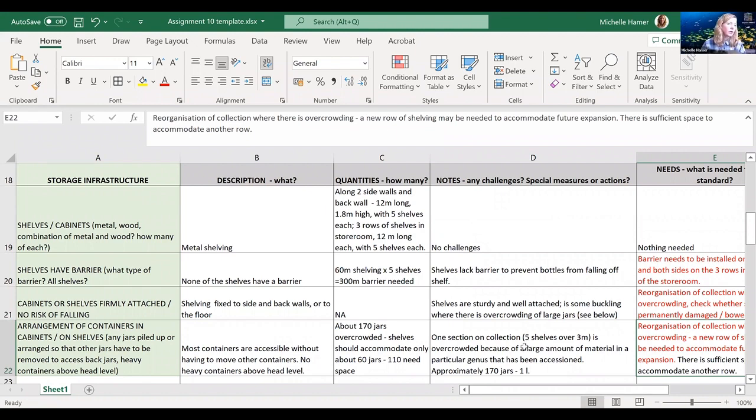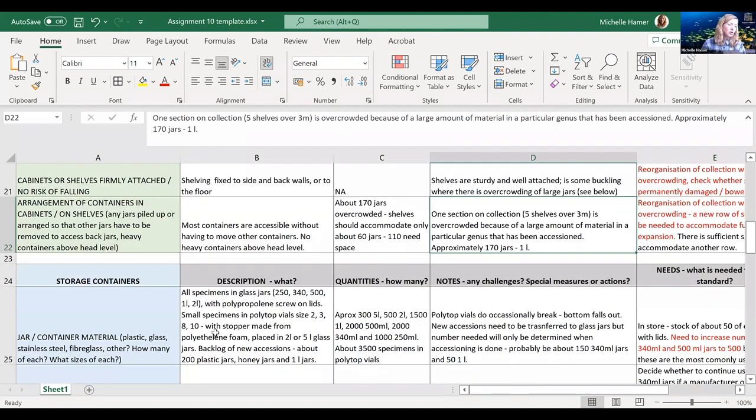You know, how many bottles would you need to move? So that's the organization. Then the storage containers. Also in assignment 9, we would have looked at this. So the glass jars, what sizes are they? Have you got the polypropylene screw-on lids? Do you have any polytops? What is the stopper made of?